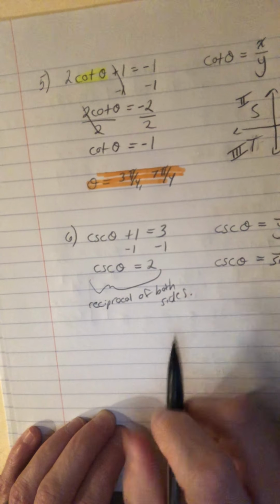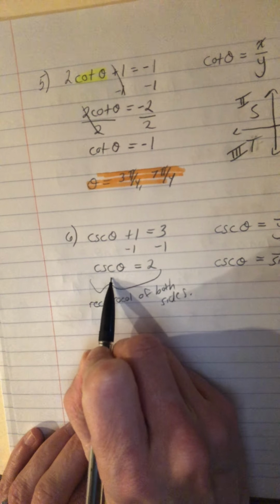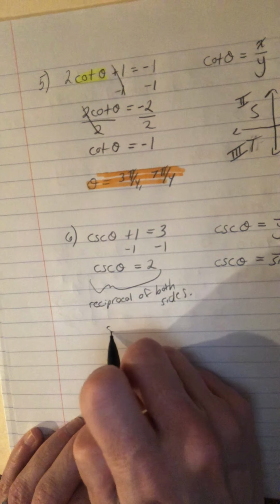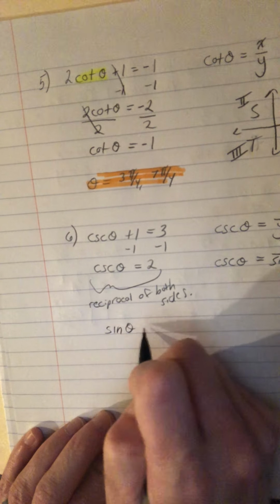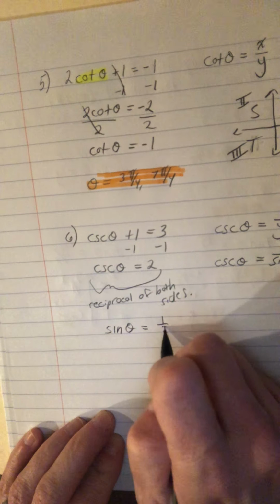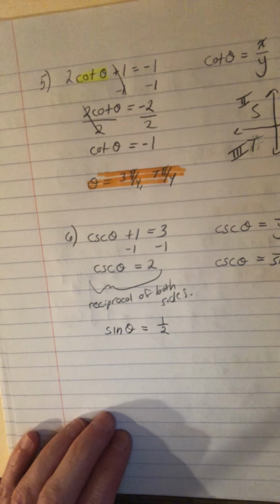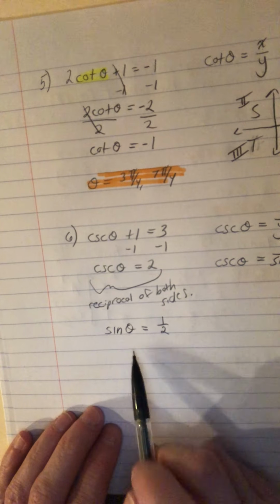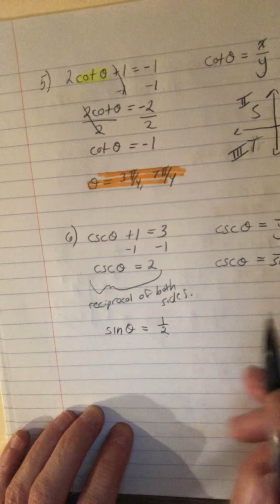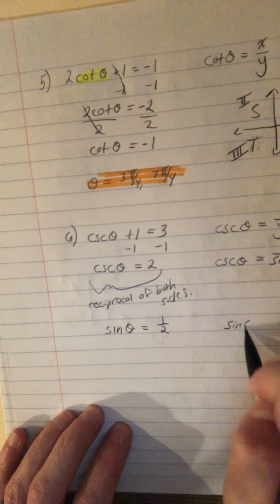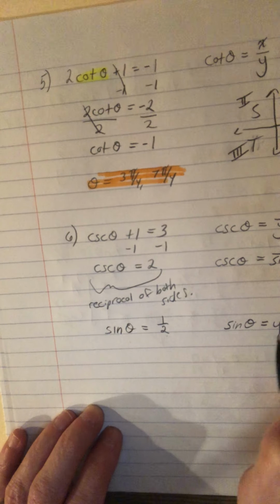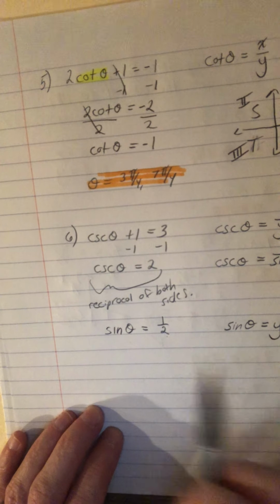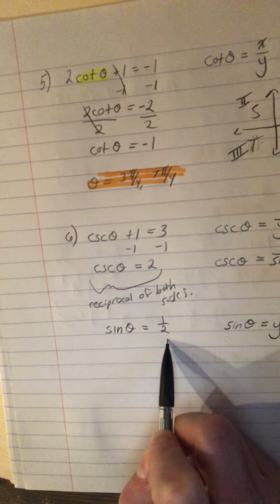And by doing that, watch what happens. The reciprocal of cosecant theta would be sine theta. The reciprocal of 2 would be 1/2. Now, if I take the reciprocals of both sides, I have sine theta equals 1/2. This is easier to work with, because sine theta is equivalent to y. And I'm now just looking for when y is 1/2.